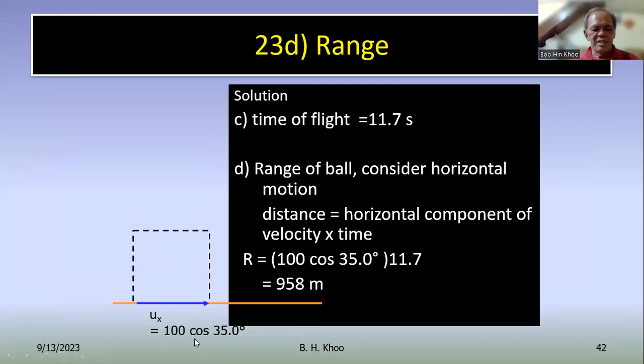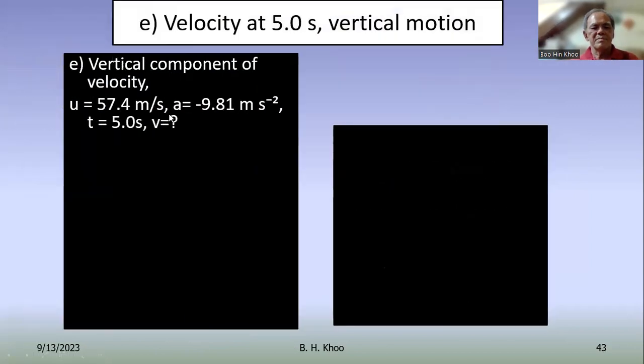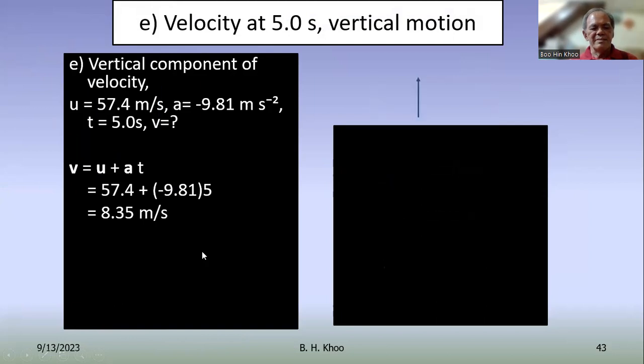Okay, we just calculate this one out, that's all. And ours with negative sign there, 5 seconds is what they want. We want to find V, the vertical component of velocity. Choose the right formula. Put in the formula, that's your U. A is minus 9.81, T is 5 seconds. Using your calculator, you get 8.35 meters per second.